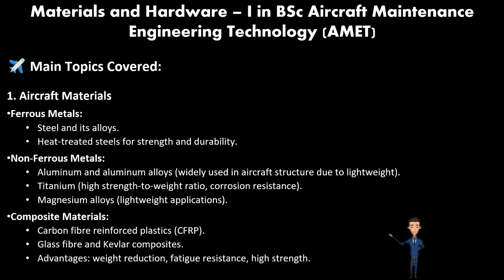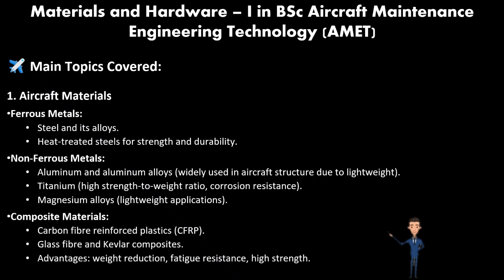Main topics covered. 1. Aircraft materials. Ferrous metals: steel and its alloys. Heat-treated steels for strength and durability. Non-ferrous metals: aluminum and aluminum alloys, widely used in aircraft structure due to light weight. Titanium: high strength-to-weight ratio, corrosion resistance. Magnesium alloys: lightweight applications. Composite materials.